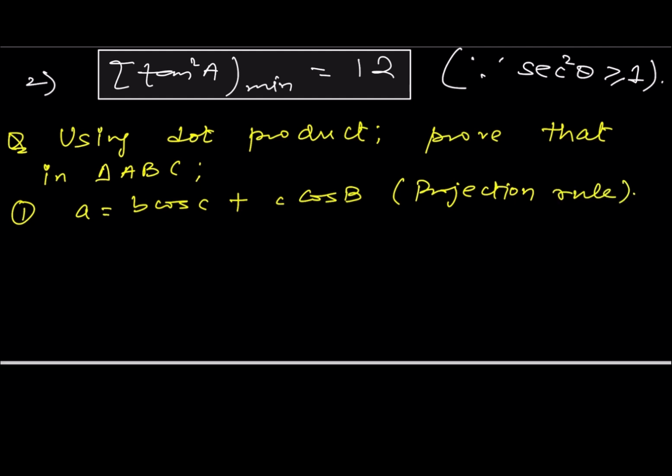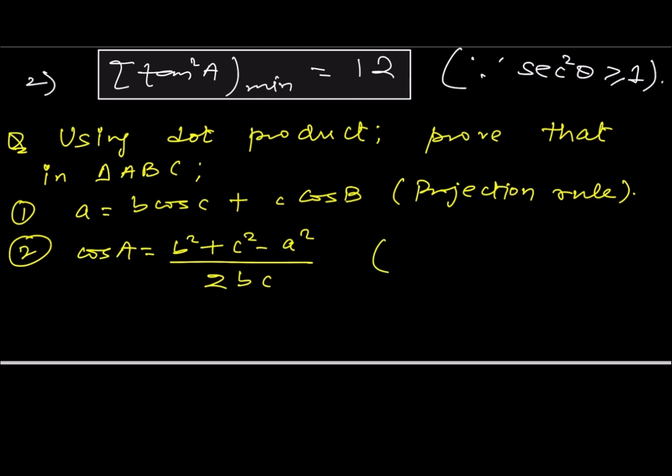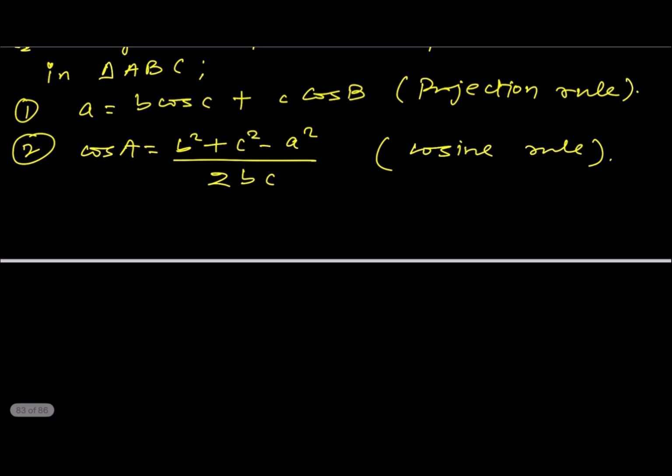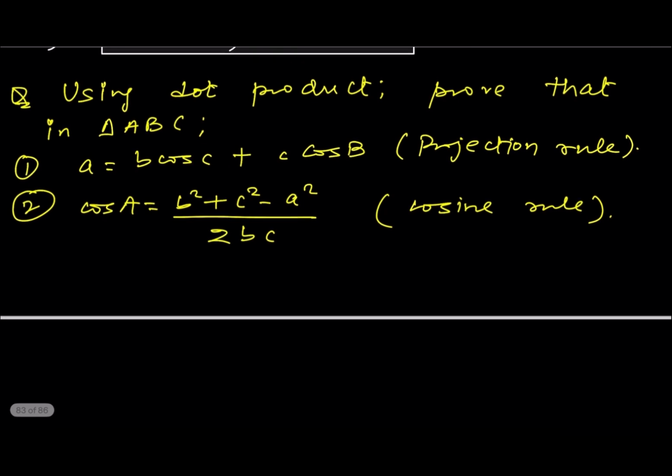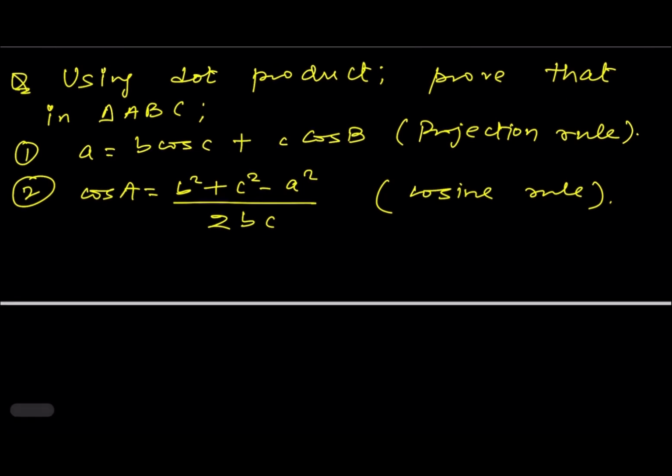And second, cos A is equal to b square plus c square minus a square upon 2bc, which is the cosine rule. This rule has also been discussed in class 11 in the chapter properties of triangle. Now, using vectors or using dot product, I have to prove these two things. So let's try.